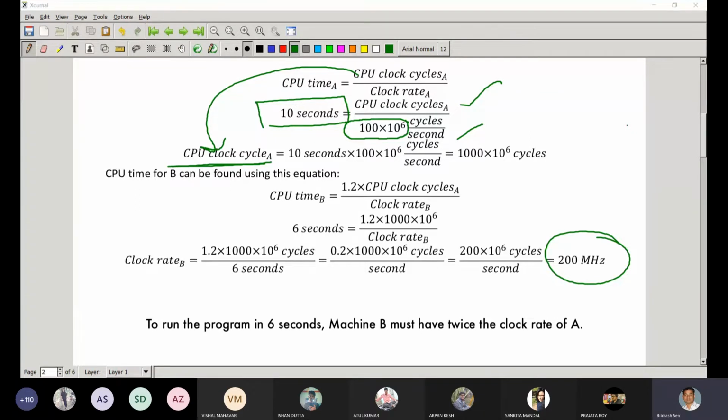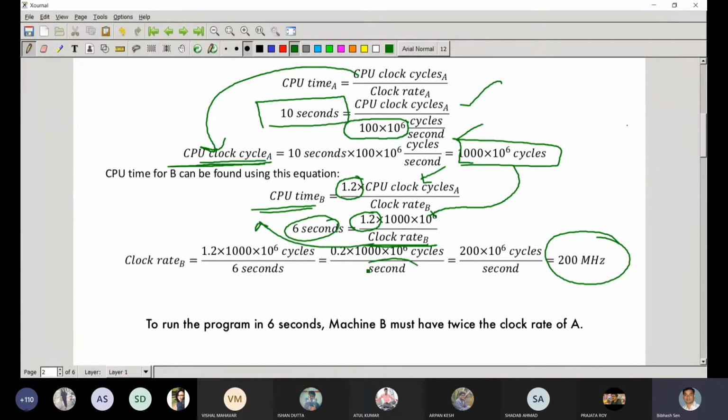Is it understood by you? Yes, sir. The clock cycles for CPU A are found in this way. Now CPU time for B also involves 1.2 times the clock cycles. So you just put this value here, 1.2 times the clock cycles, and then finally you find the clock rate by dividing with 6 seconds. So the answer comes to 200 megahertz. I think it's very simple mathematics: CPU time is clock cycles by clock rate.